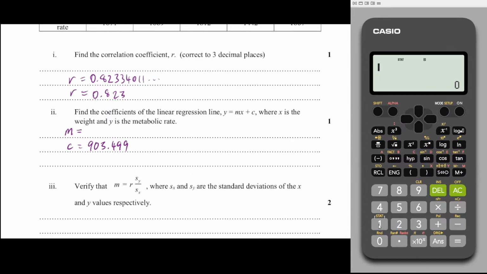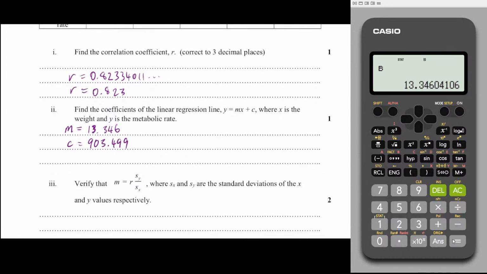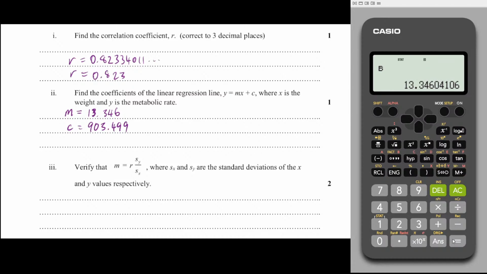And of course that means that when we go back to the stat menu, we go to number 5, when we click number 2 and we hit equals, this 13.346 is our gradient. So for every one it goes across to the right, it's going up by about 13.346. Okay, so we found the m and c, and that's all we got to do. It just says find the coefficients. Okay, it doesn't say create the equation, it just says find the coefficients.